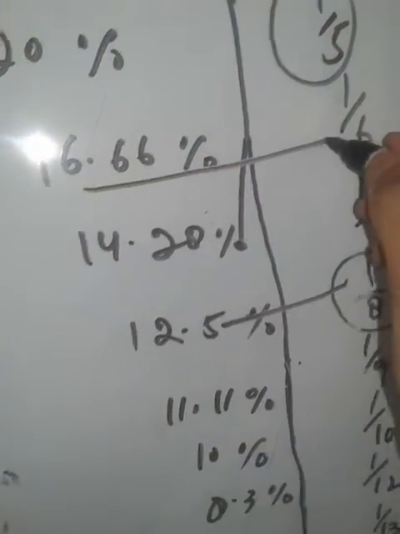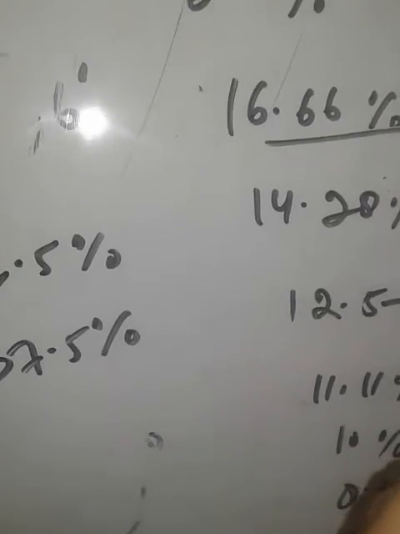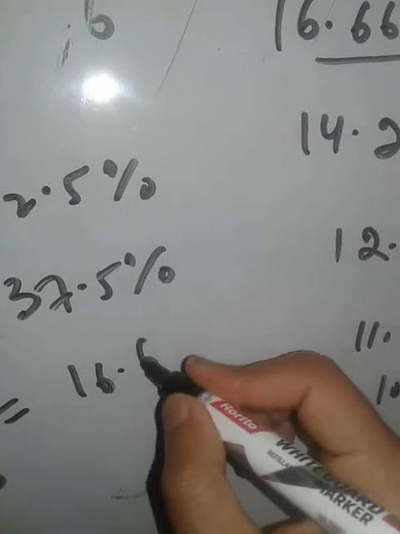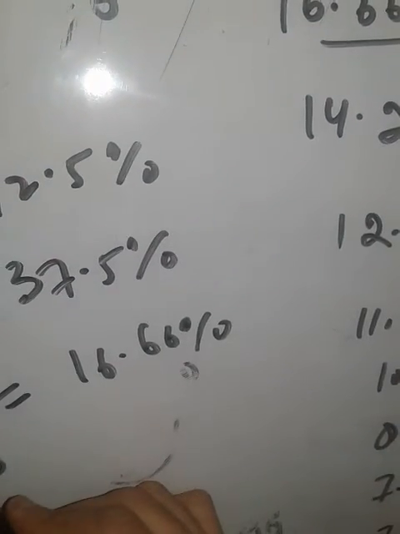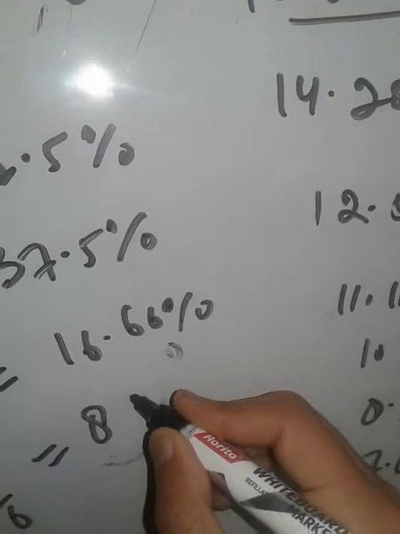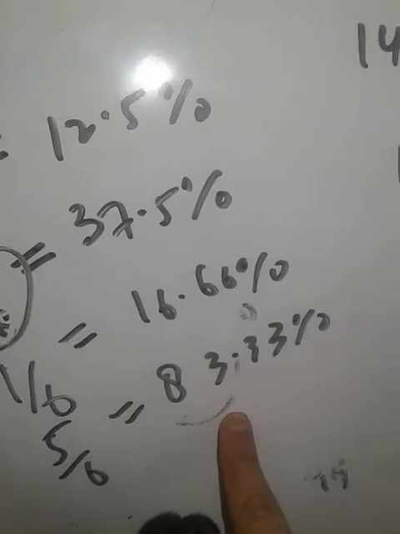And again we have 1 by 6. You can find any value by multiplying it by any number. 1 by 6 is 16.66%. What is 5 by 6? It is 83.33%. This percentage value is always asked in the examination.